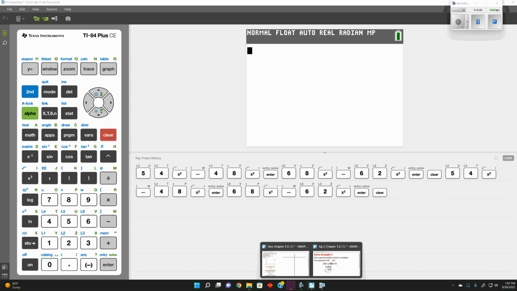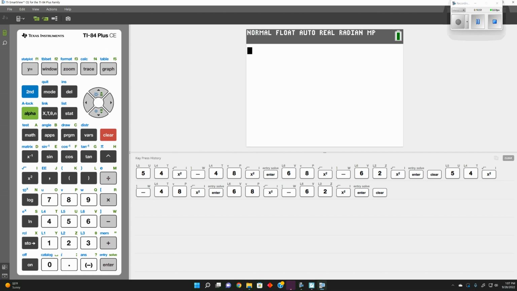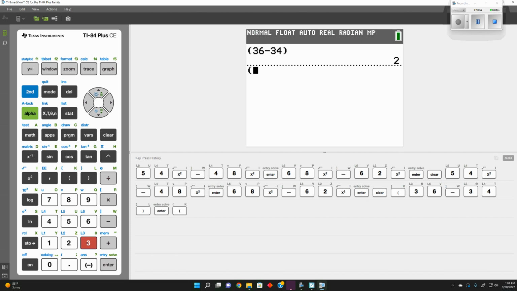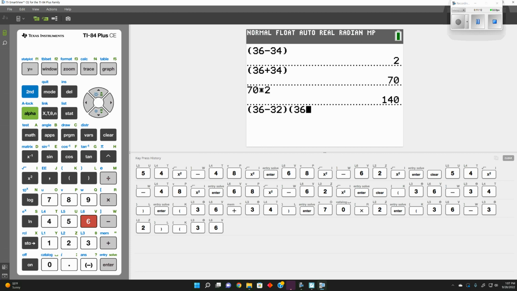Let's look at the next one. Is what? 36 minus 34 squared. So I'm guessing 36 minus 34, and you were getting that answer? And then 36 plus 34? And then we're doing 70 times 2, 140. I mean, what we could do is say 36 minus 32, 36 plus 30. Parentheses.